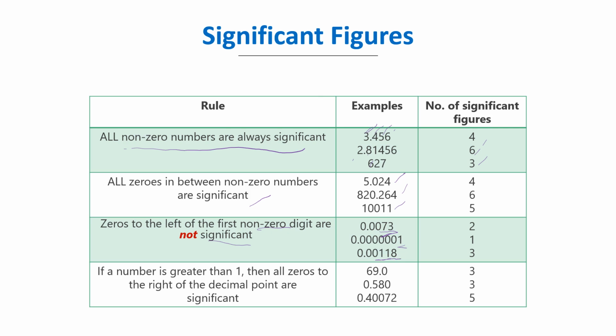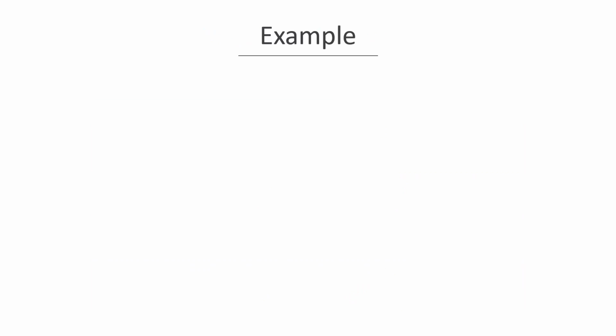Lastly, if a number is greater than 1, then all zeros to the right of the decimal point are significant. So when you have 0 on your right hand side, it is also considered a significant figure. So here we have 3. Here we have 3. We did not consider the 0 at the front. So we have 1, 2, 3, 4, 5 significant figures.